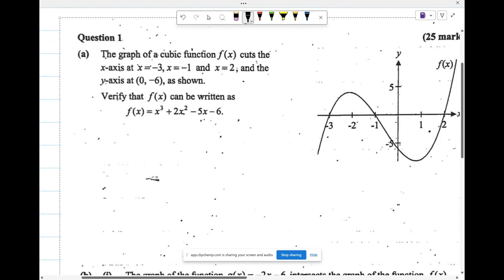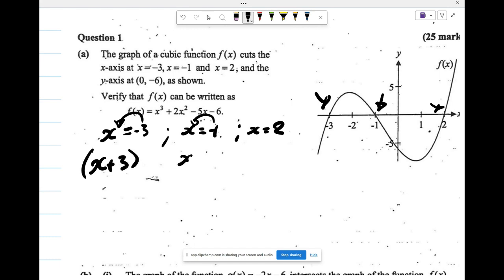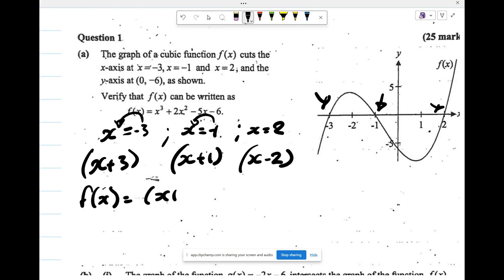Okay, so that's very straightforward. We know it crosses the x-axis here, here, and here. So we know those are going to be our roots. So x is going to be -3, x is going to be -1, and x is going to be 2. And if we bring each of these across the other side, we can turn them into factors. So that's x plus 3, x plus 1, and x minus 2. And we know factors multiplied together will give us the function. So that's x plus 3 times x plus 1 times x minus 2.